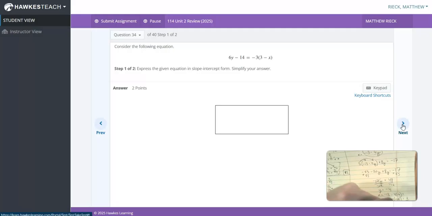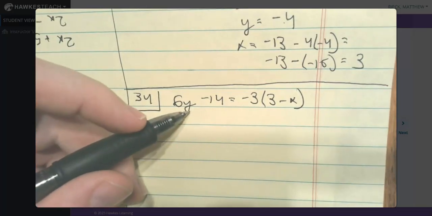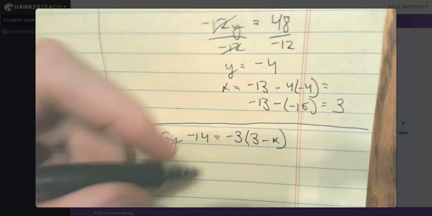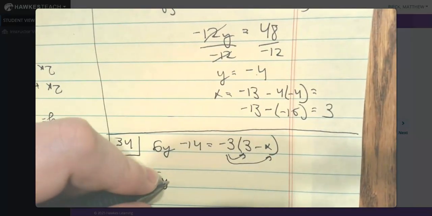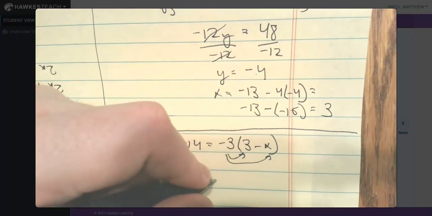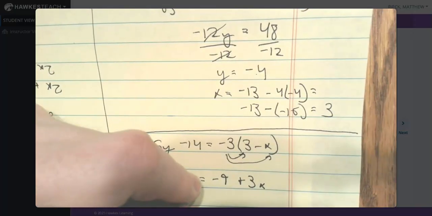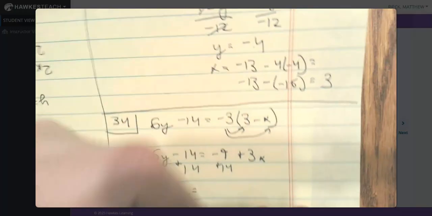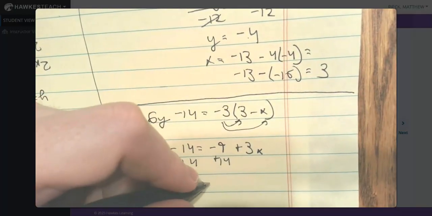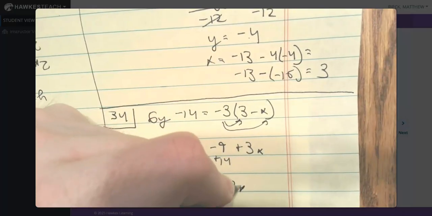Times 3 minus x. All right, so you have this equation here, and we're asked to express this in slope-intercept form. I'm going to start by distributing negative 3 through here. So you have 6y minus 14 equals negative 9 plus 3x. I can add 14 to each side, so you have 6y equals negative 9 plus 14, that would be 5 plus 3x.